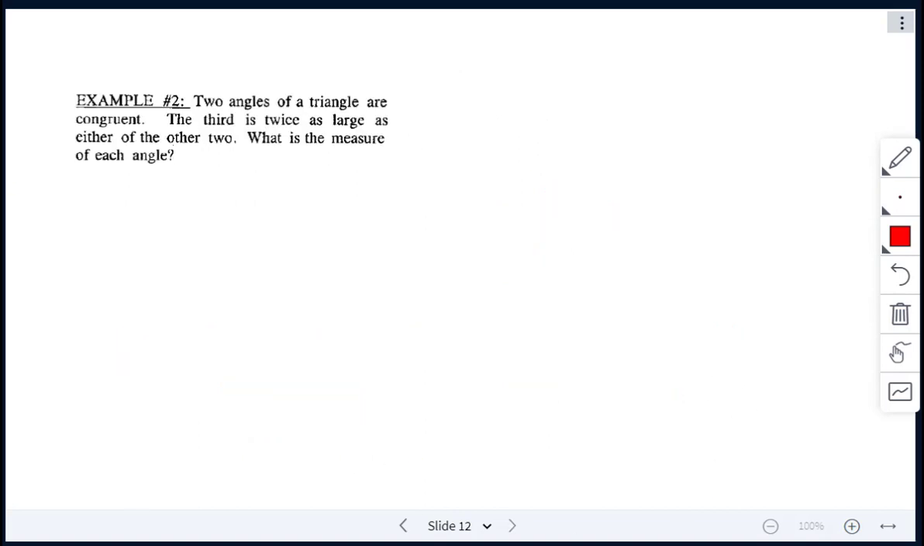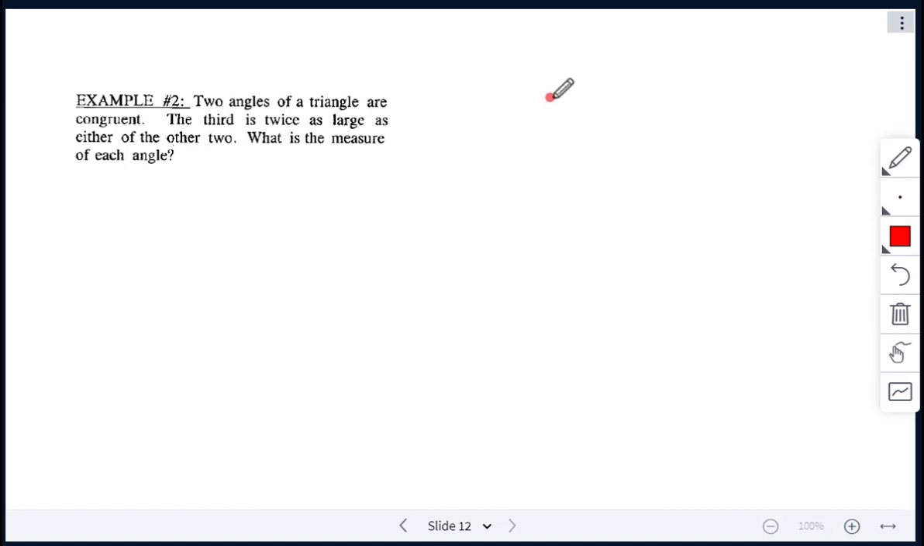Next example: 2 angles of a triangle are congruent. The third is twice as large as either of the other 2. What is the measure of each angle? Here, we need to know what the term congruent means. We'll just pause here. Now that we know that congruent means the same, we can go ahead and come up with our diagram.